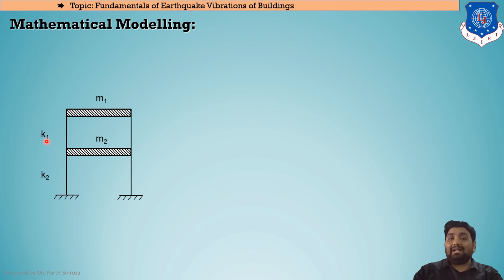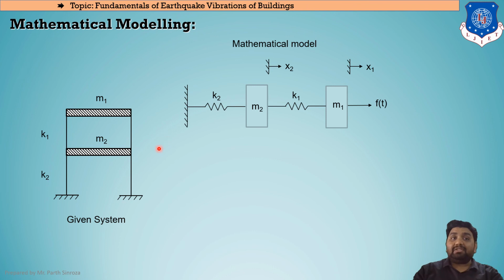Now this will be our spring constant, that is K1, and this will be our spring constant, that is K2. Here the values are not mentioned because we won't be dealing with that in detail. So to find the mathematical model of this, this will be our given system. First of all, always start from the rigid portion. So the rigid portion is this. First we will be drawing a rigid support, then we will be drawing the stiffener. So the first stiffener that comes into the picture is K2.